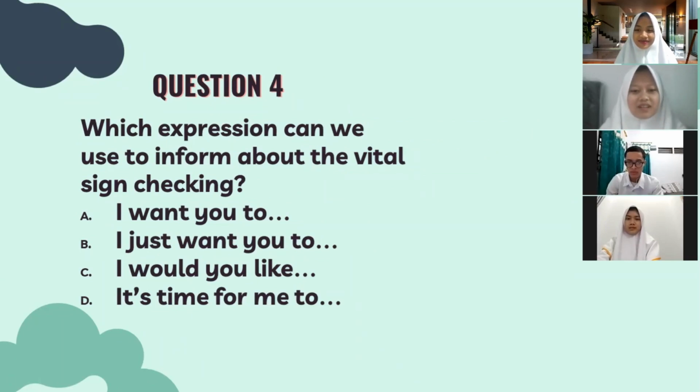The next question, number 4. Which expression can we use to inform about the vital sign checking? A. I want you to. B. I just want you to. C. I would you like. D. It's time for me to. The answer to number 4 is it's time for me to, because choices A, B, and C are for the patient who will take the action, and the most appropriate choice is D because the nurse will take the action.